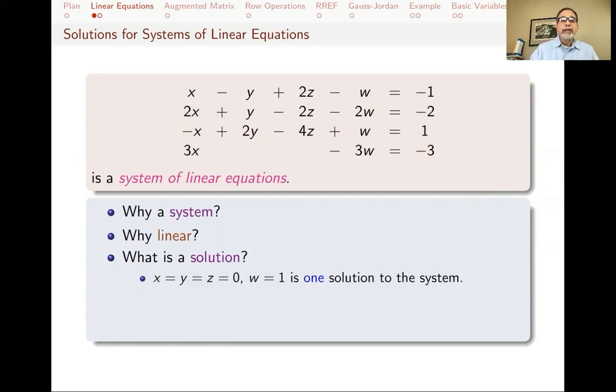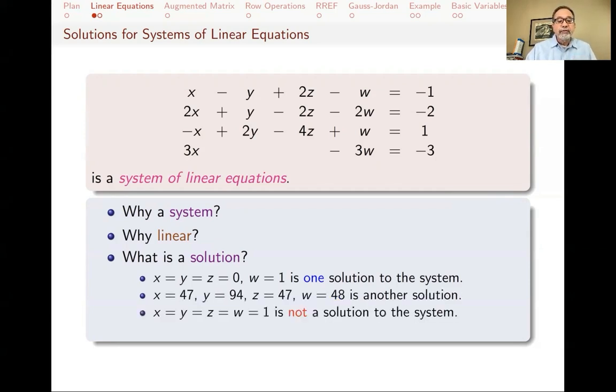For example, if you put x, y, and z equal to 0 and w equal to 1, you can check that all four equations work. So that's one solution to the system. One solution to this system consists of four numbers: an answer for x, for y, for z, and for w, such that all four equations are satisfied. That solution doesn't have to be unique. The system doesn't have to have solutions, but if it does, it might be that there's just one solution, but it might be that there's more than one solution.